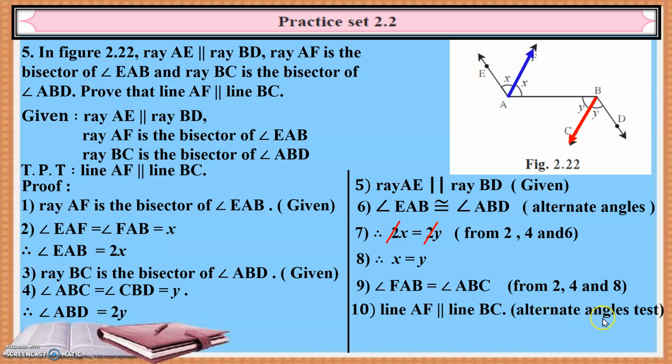Reason is alternate angles test. Now why alternate angles test? Because the alternate angles were congruent, the lines are parallel. So it is alternate angles test. So hence we have proved the question that line AF is parallel to BC. Hope you have understood the proof, students. Let's go to the next question.